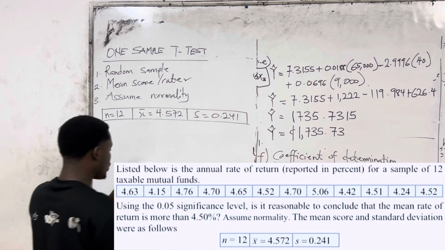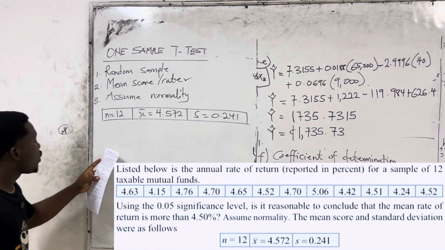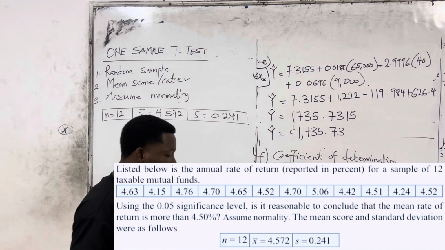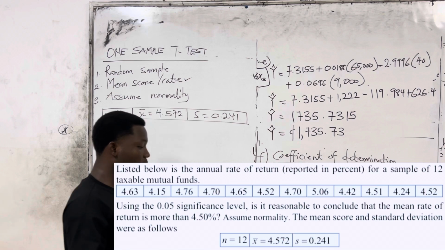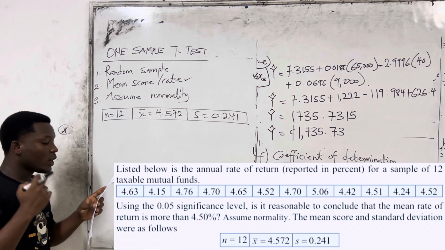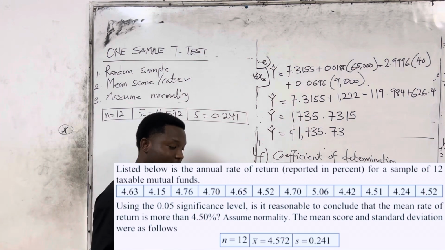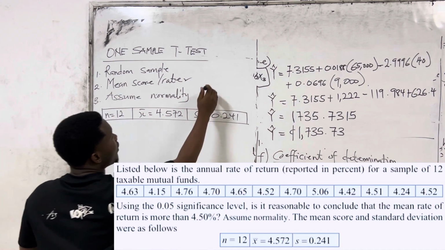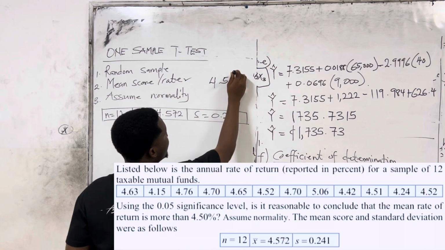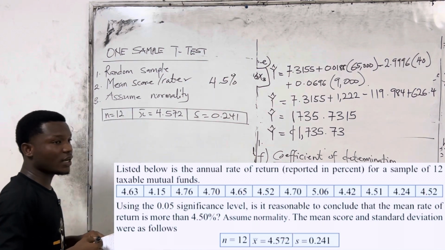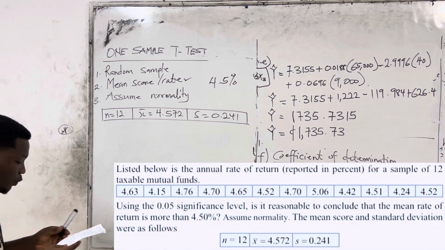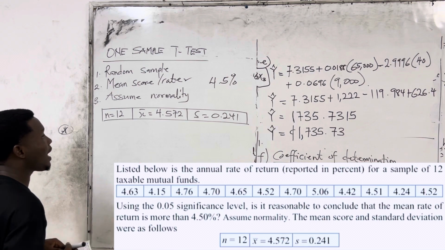So this is it. The question is saying that assume normality, and using the 0.05 significance level, is it reasonable to conclude that the mean rate of return is more than the 4.5% that has been given to us in the question? So the first thing that we are supposed to do is to state our hypothesis.